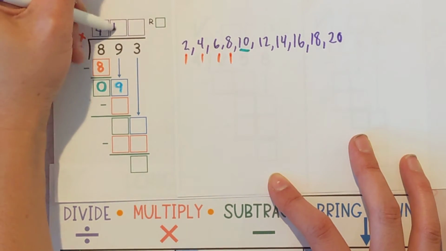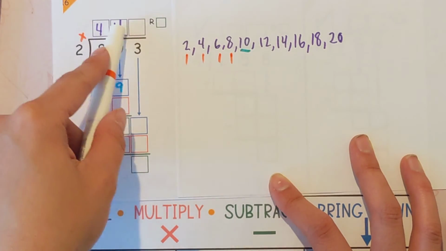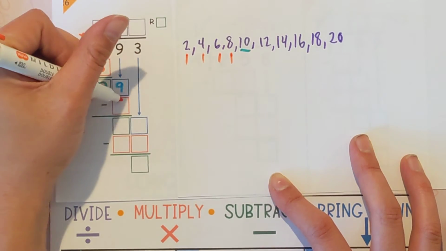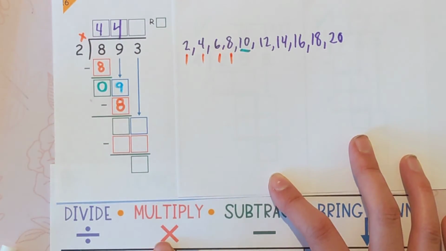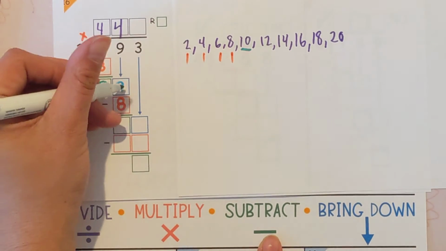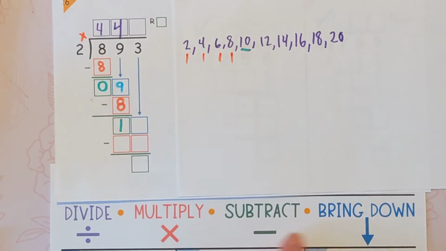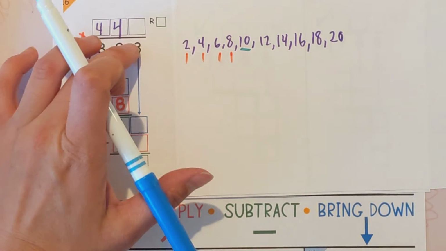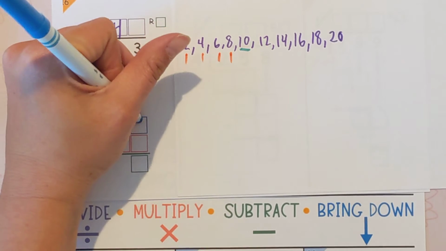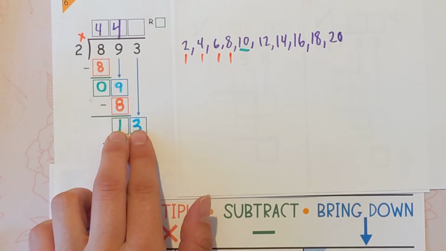Put that up here. Now you're going to multiply it back. 4 times 2 is 8. The next step is to subtract. 9 minus 8, which is 1. The next step is to bring down. We're going to bring our last digit down. And we have a 13.